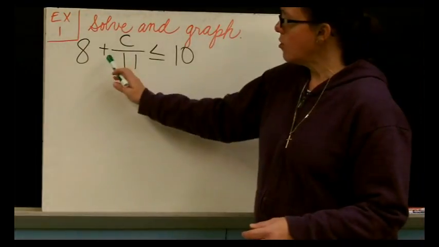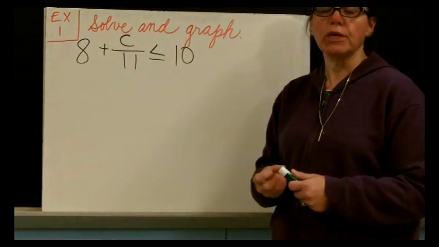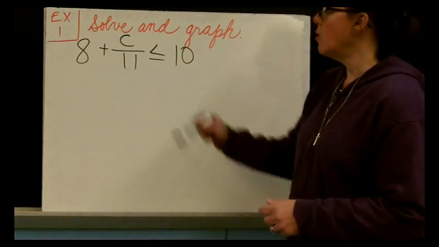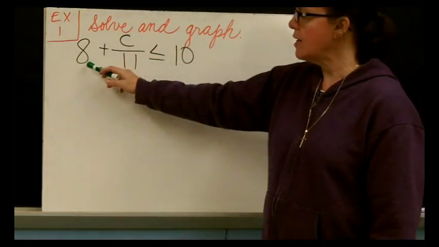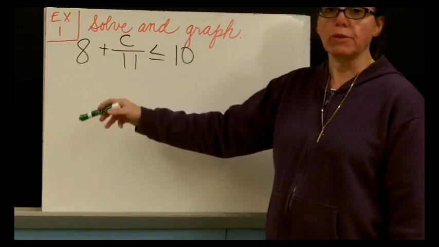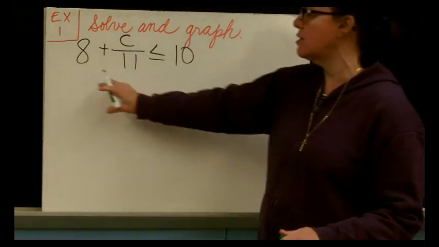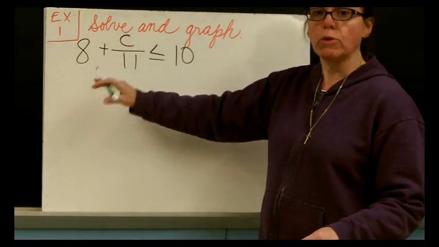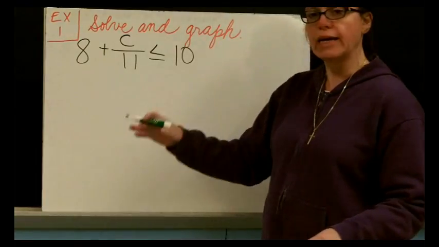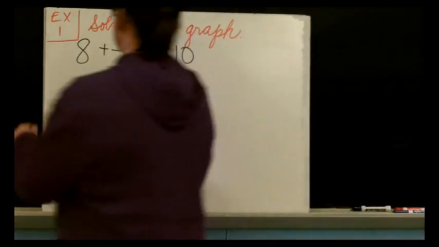And what's happening here is that the c has 2 numbers with it. 2 things are keeping it from being alone. It is being divided by a positive 11, and it has a constant positive 8 with it. And just as we did with equations, we are going to negate the constant first. And since our constant is a positive 8, we will do that by applying a negative 8 on both sides of this inequality.